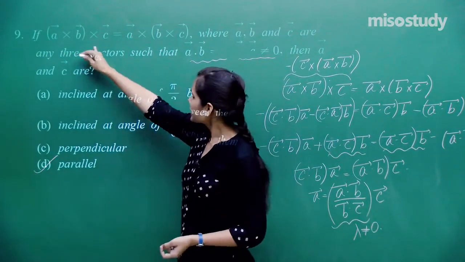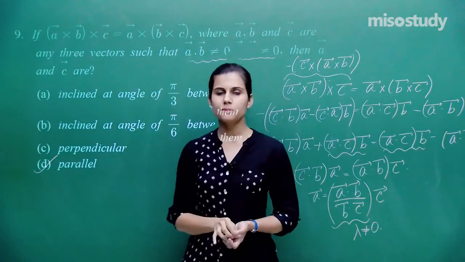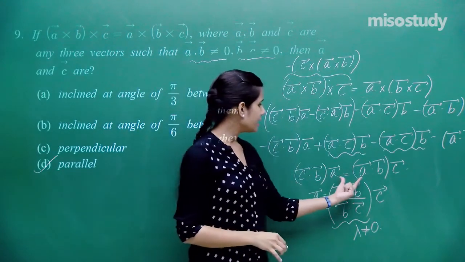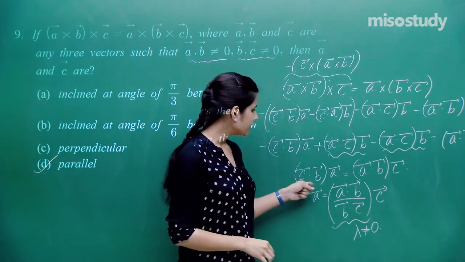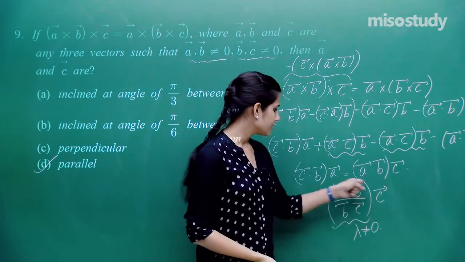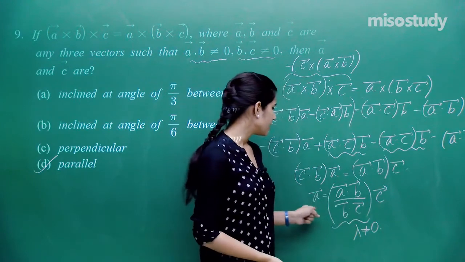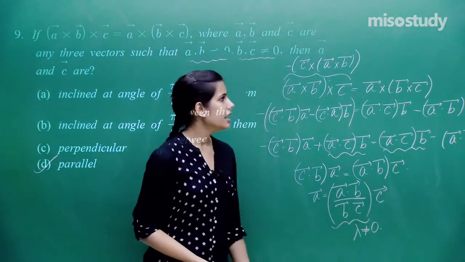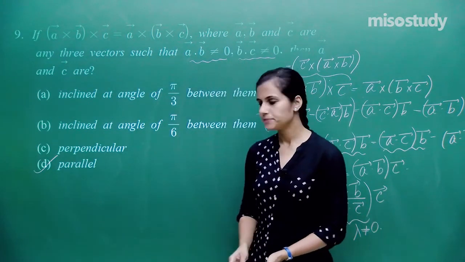So just this first expression and the concept of vector triple product helped me to land till here. After that it was already given that C dot B or B dot C is non-zero. I can easily take it in the denominator. I get a lambda non-zero such that A vector is lambda times C vector, and therefore both are parallel.